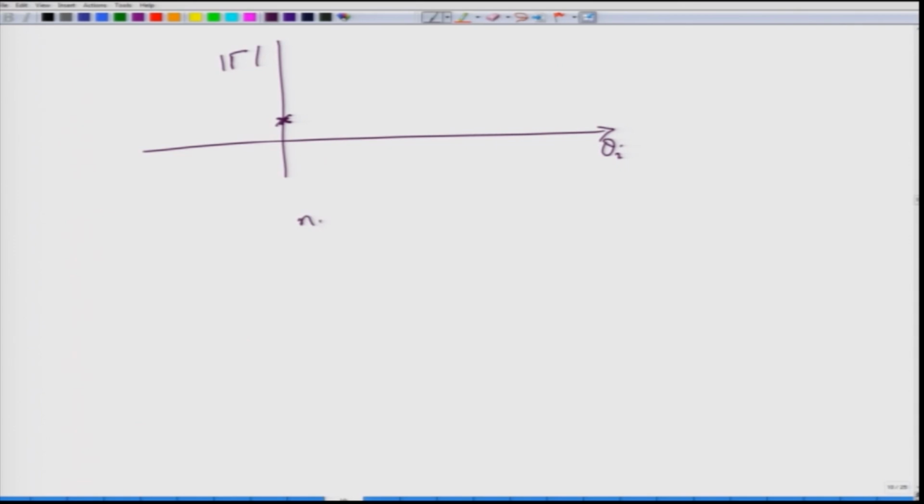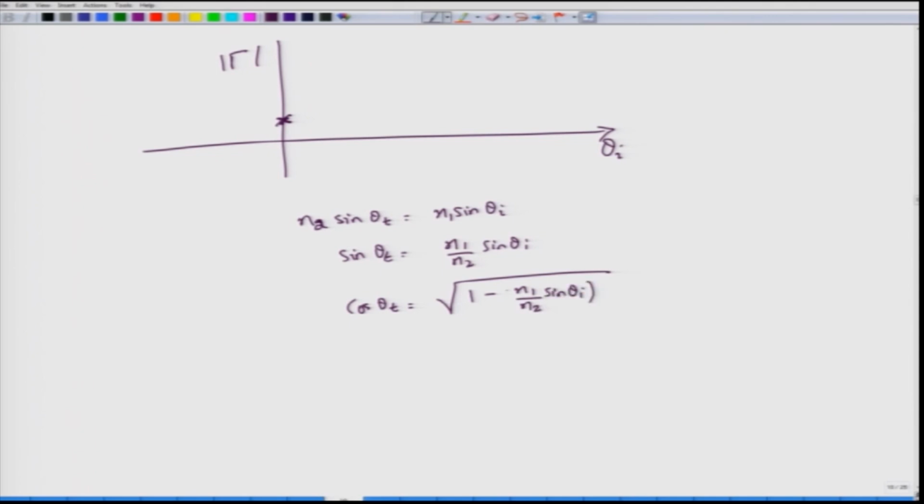So, we use Snell's law and write this as N2 sin theta t equals N1 sin theta I, which means sin theta t is N1 by N2 sin theta I, and therefore, cos theta t is equal to square root of 1 minus N1 by N2 sin theta I whole square. Right. So, this is a simple trigonometric relationship between cosine and sine, and this is what you would actually have.